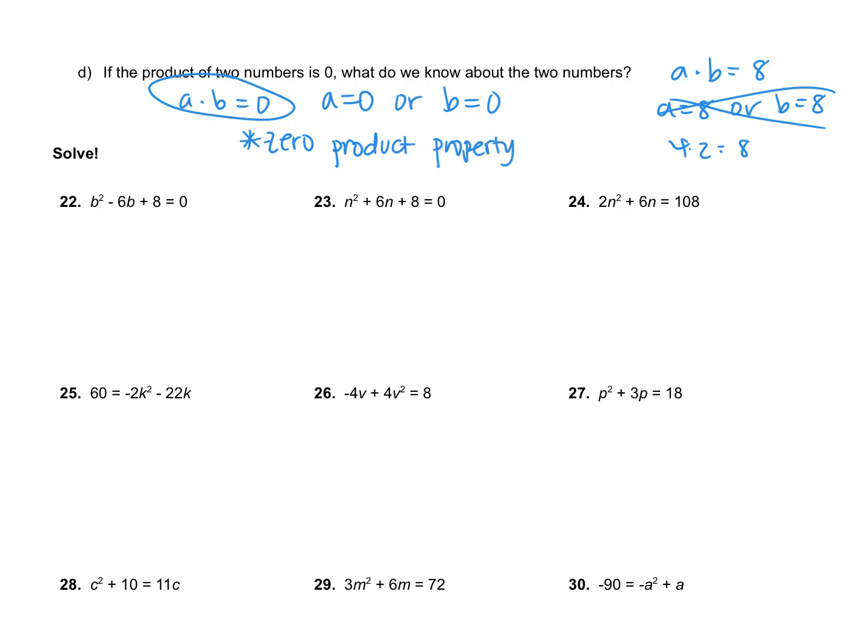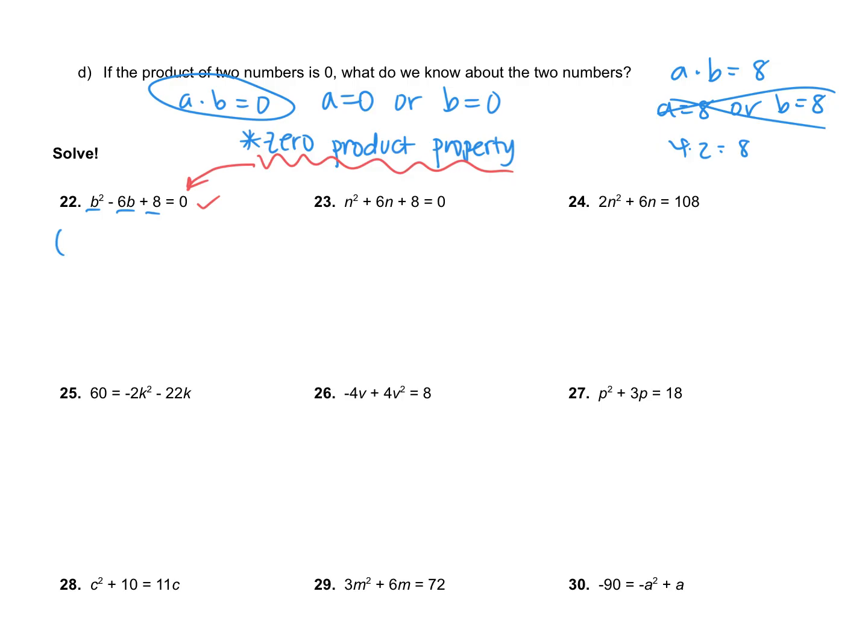Okay, we are going to do a few examples from the rest of this page, and then I'm going to give you the rest of the time to work. If we look at 22, the first thing that you're going to do, because of this zero product property, is make sure your equation is equal to 0, which it is. And then we're going to try to factor. Is there anything that goes into all three of those terms?